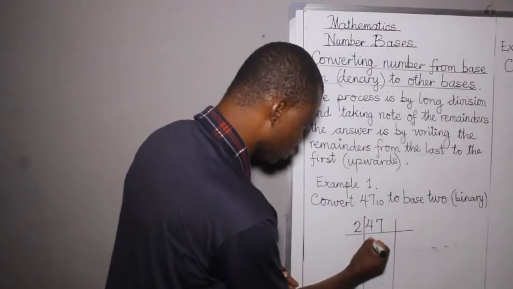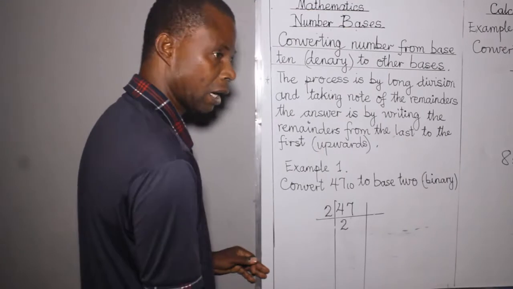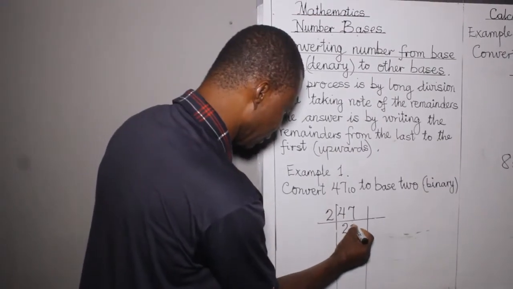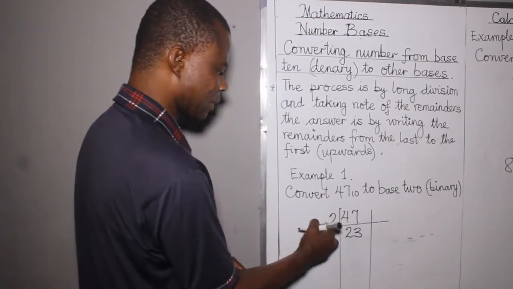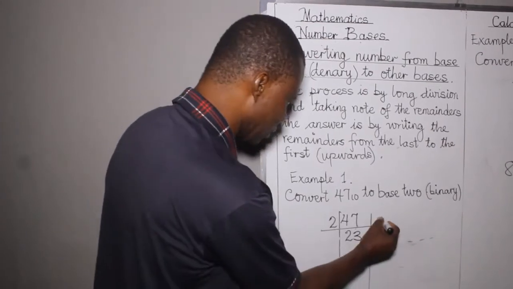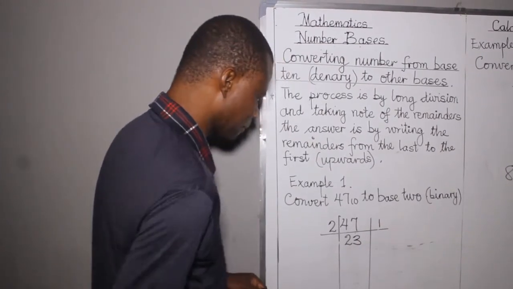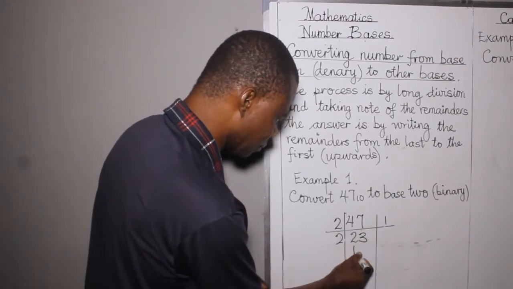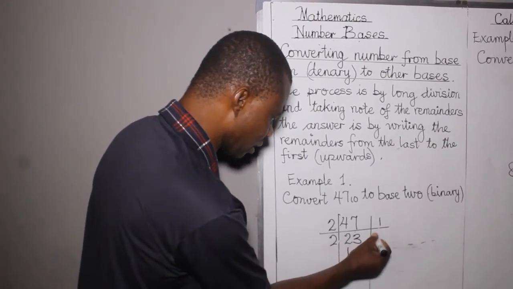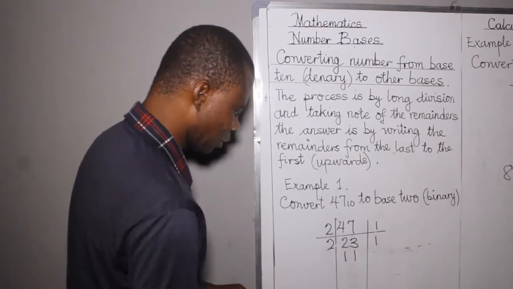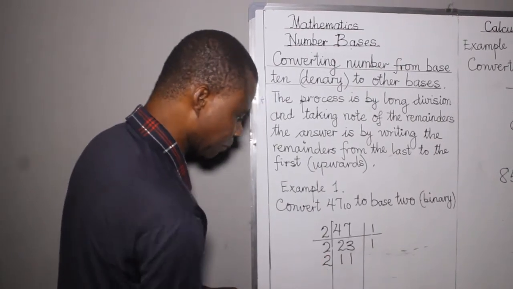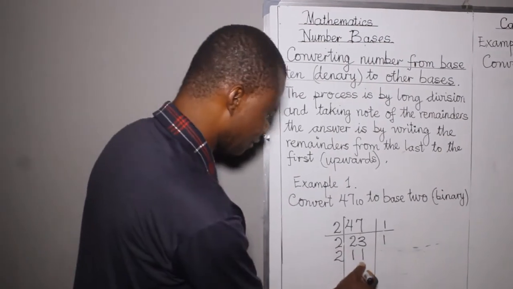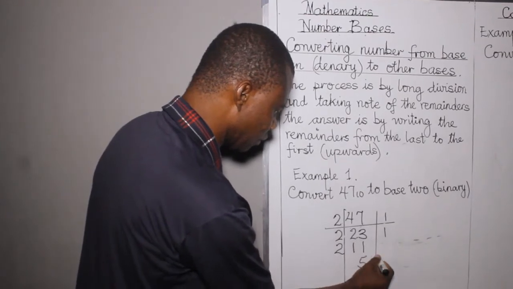How many 2 in 4? 2. No remainder. 2 in 7? 3. 2 times 3 is 6. Take 6 from 7, you have 1. So remainder 1. We continue with 2. 2 in 2, 1. 2 in 3, 1. Remainder 1. Continue with 2. 2 in 11, 5. Remainder 1.